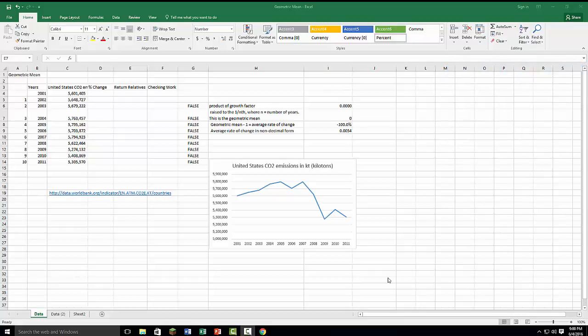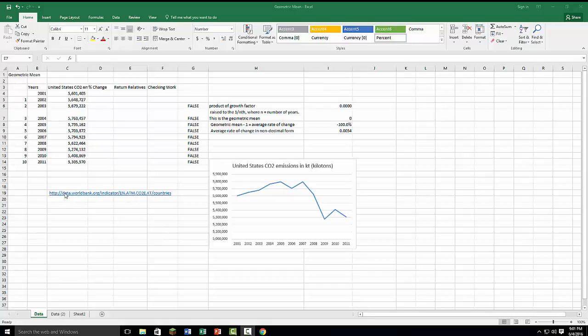We want to use the geometric mean when we're looking at the growth rate over time. So we're looking at multiplicative processes as compared to additive processes. If we just take the average rate of change over time, it's not going to be accurate. We have to use a different formula called the geometric mean to get the true average rate of change. And I'll show you an example using the United States CO2 emissions from the period 2001 to 2011.